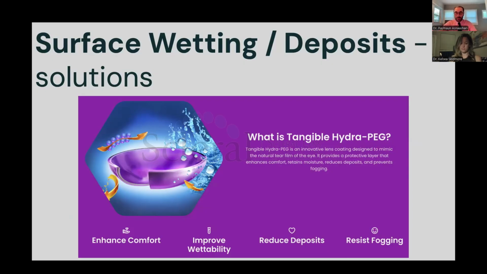So for those that don't know, Tangible Hydra-PEG is a technology where it's a coating that's applied to the surface of the lens, and it helps to improve comfort, improve wettability, reduce deposits, and help resist fogging. For those who don't really know what Hydra-PEG stands for, I just looked this up to get a better idea what this means. Hydra stands for water attracting, and PEG stands for polyethylene glycol. It's essentially a polymer that helps to reduce all these sorts of issues that we might have with scleral lens fittings.